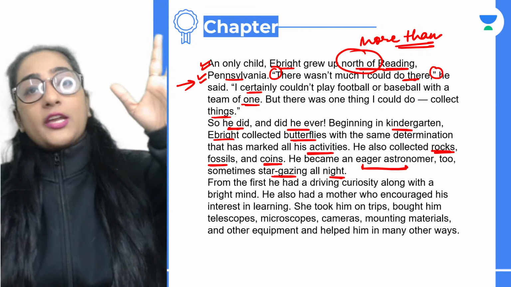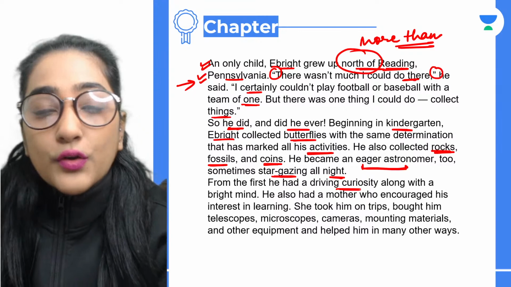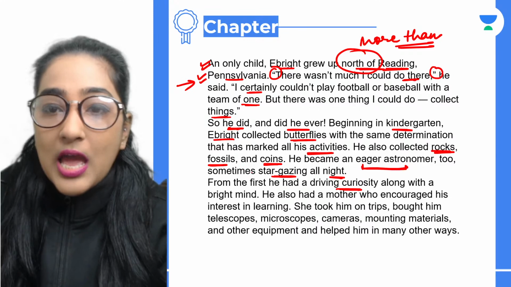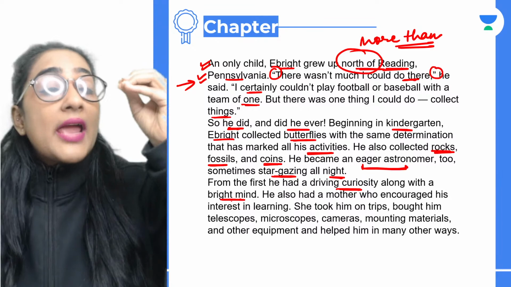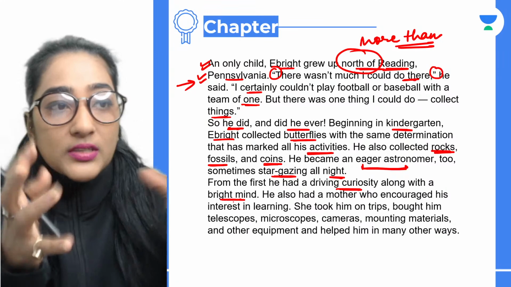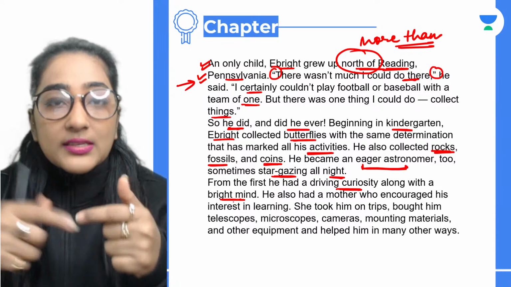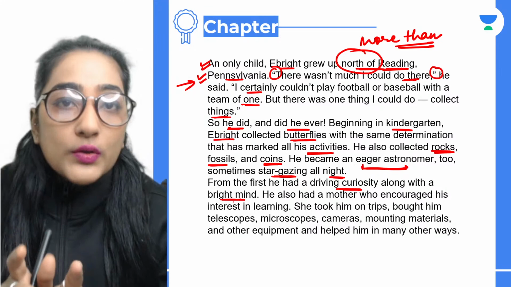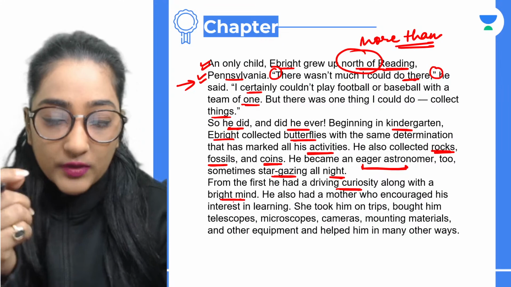So from the first, he had a driving curiosity. That means he had so much curiosity inside him that he wanted to find things out, along with a bright mind. He was an intelligent person, and along with that he had a lot of curiosity. See, curiosity is the very first step to know something in life. This is one of the steps that makes you intelligent. If you have curiosity to know anything, you can really achieve wonders in your life. It all starts with that fire of curiosity in you.